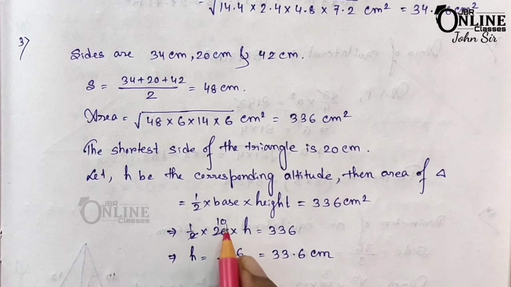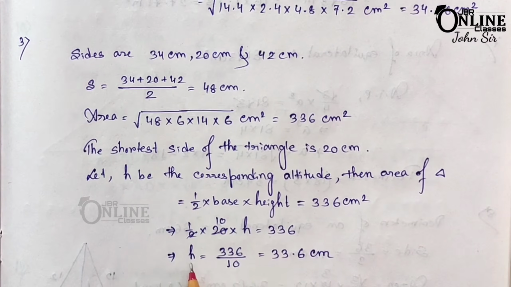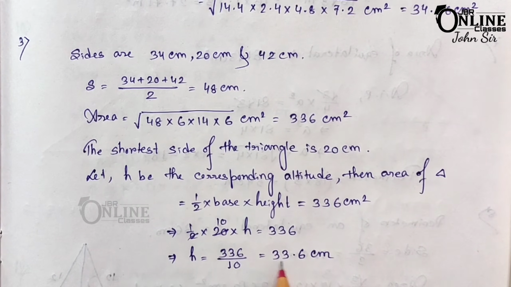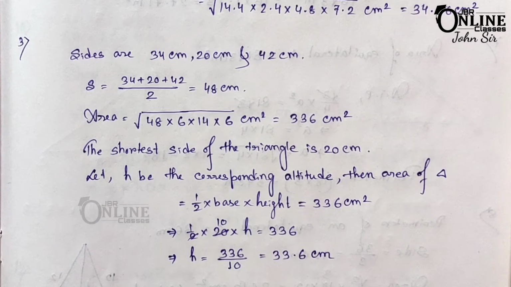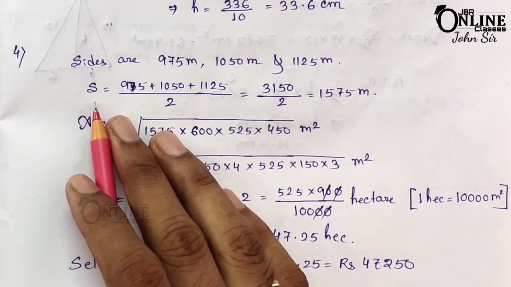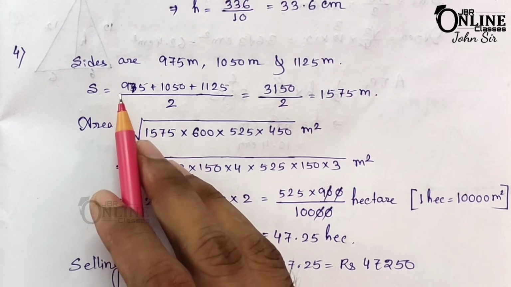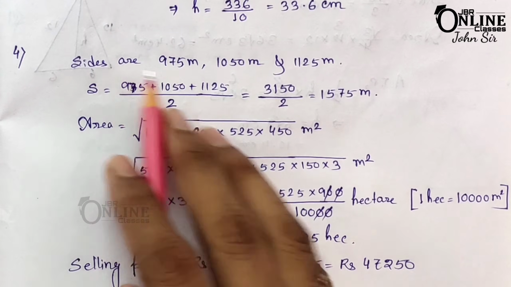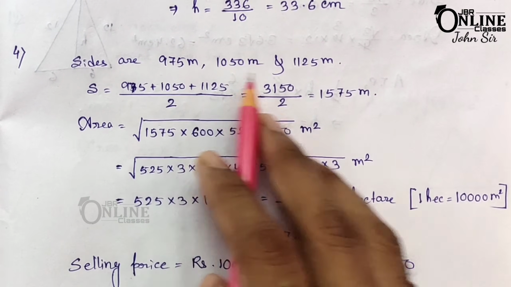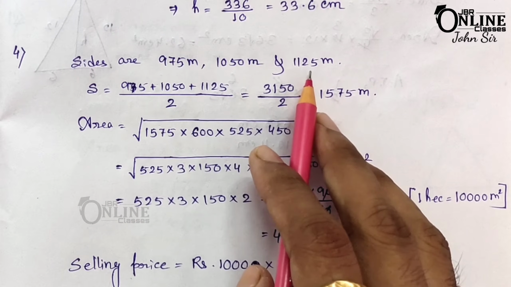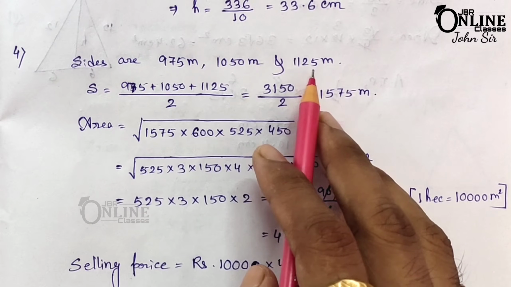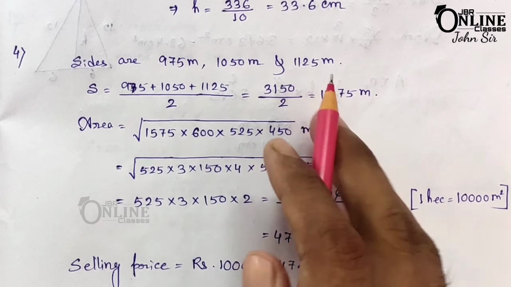2 cancels out with 20, that becomes 10. So H equals this one by 10, so 33.6 centimeter. Now the fourth one, here: the sides of the triangular field are 975, 1050 and 1125. If the field is sold at the rate of 1000 per hectare, then find its selling price.